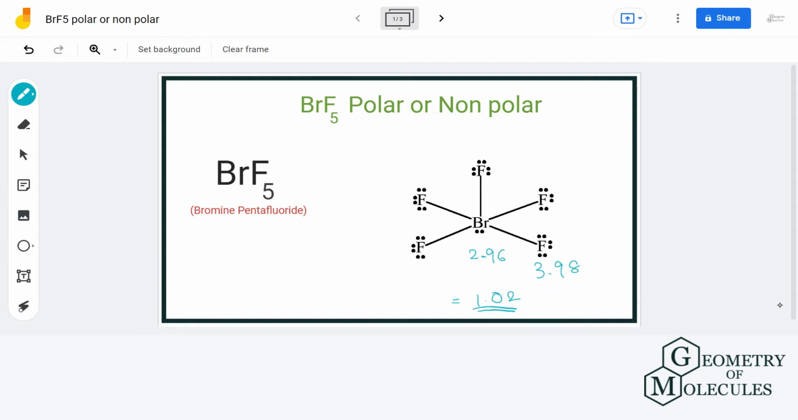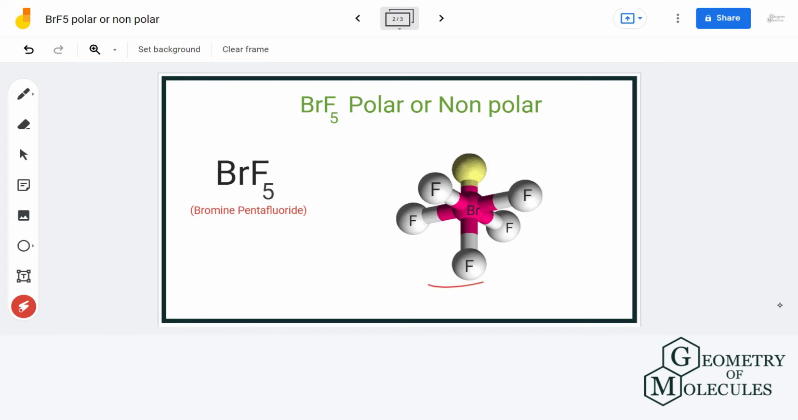But we also know that when there is symmetry in a molecule, then it doesn't matter if the bonds are polar, the net dipole moment will get cancelled. But here in this case, we also have a lone pair of electrons on the central atom that breaks the symmetry of the molecule, because it exerts repulsive force on the bromine-fluorine bonds, and because of that, the geometry of the molecule is square pyramidal, which looks like this.